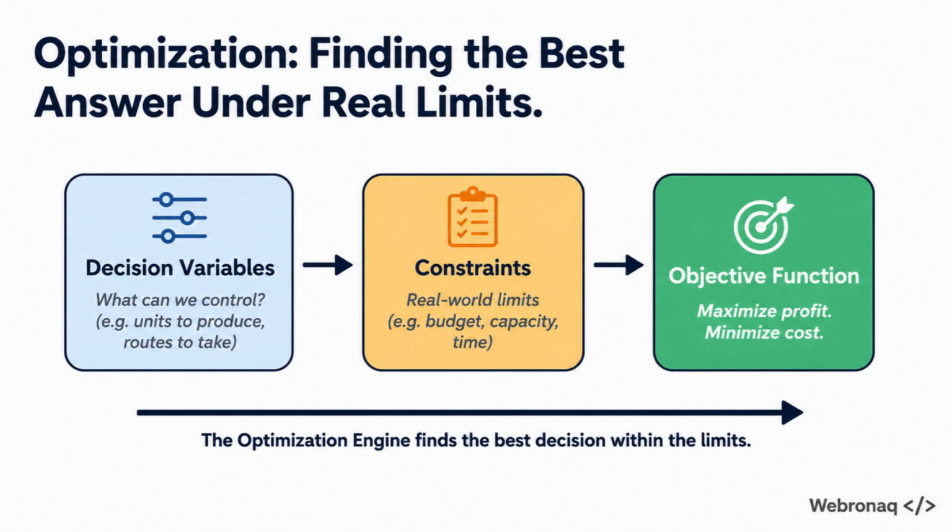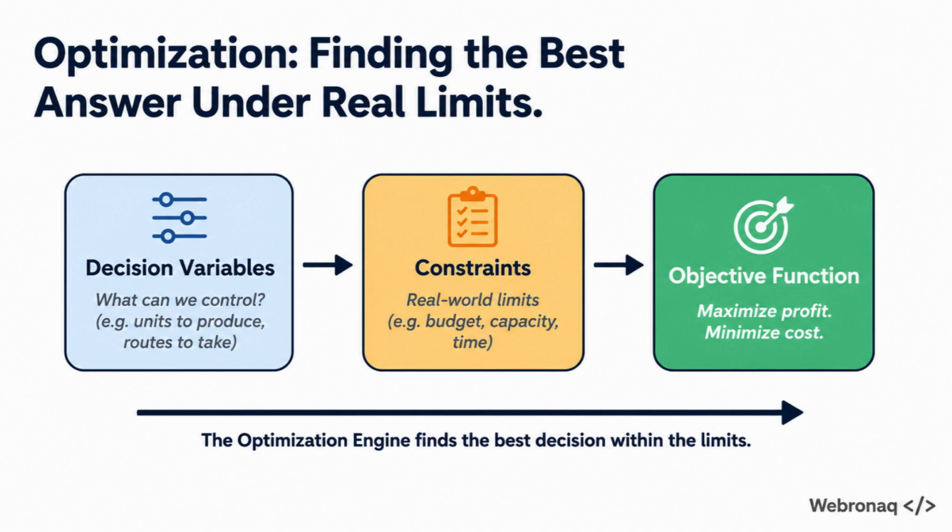Alright, so what exactly is optimization? Here's the simple idea. You have a goal, something you want to maximize, like profit, or minimize, like cost or distance. That goal is described by what mathematicians call an objective function. Think of it as a score you are trying to push as high or as low as possible.